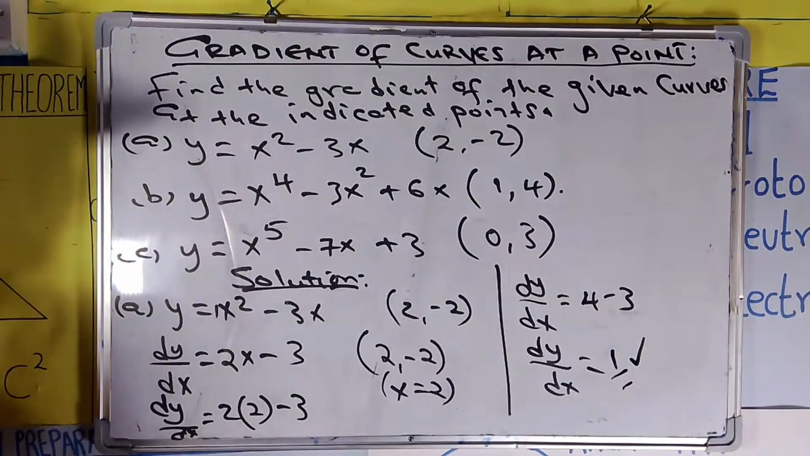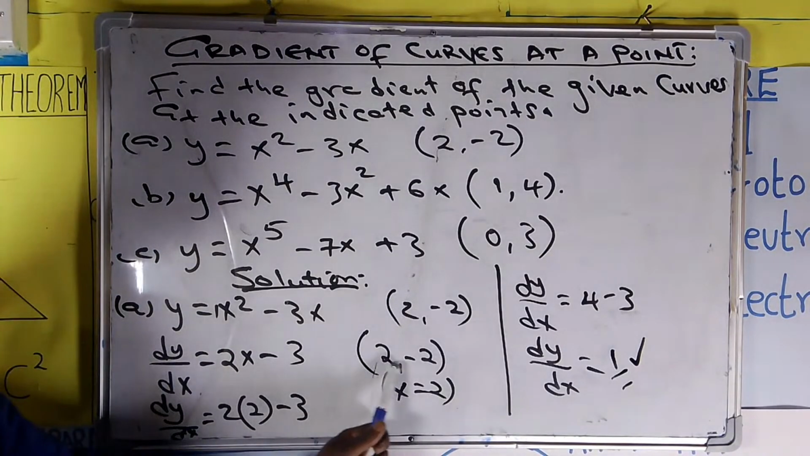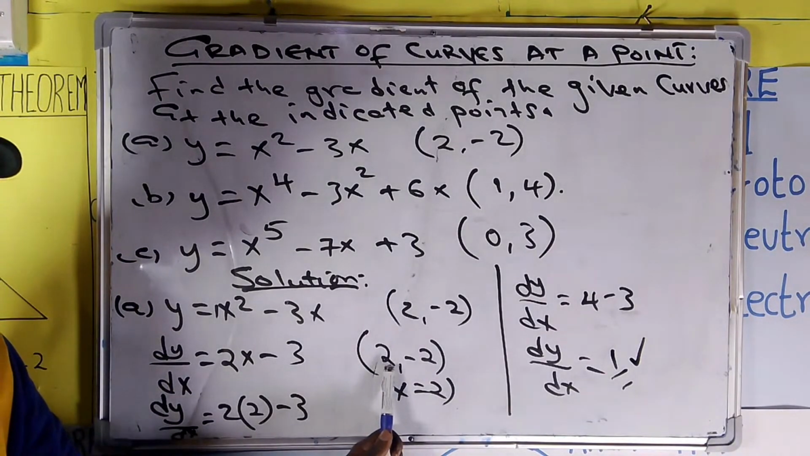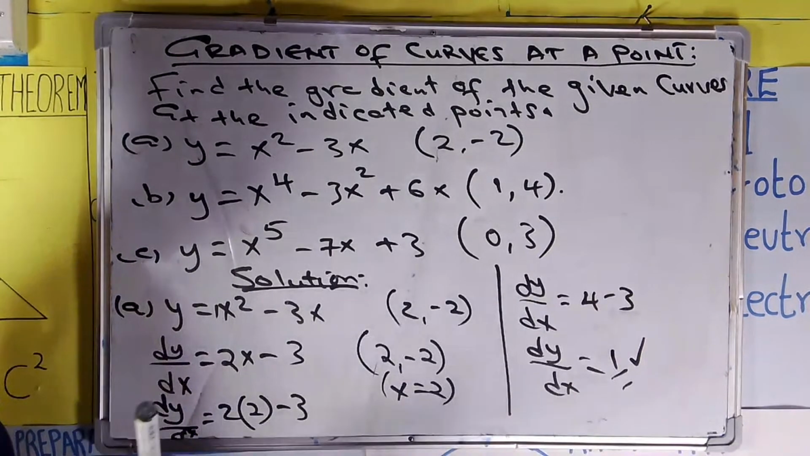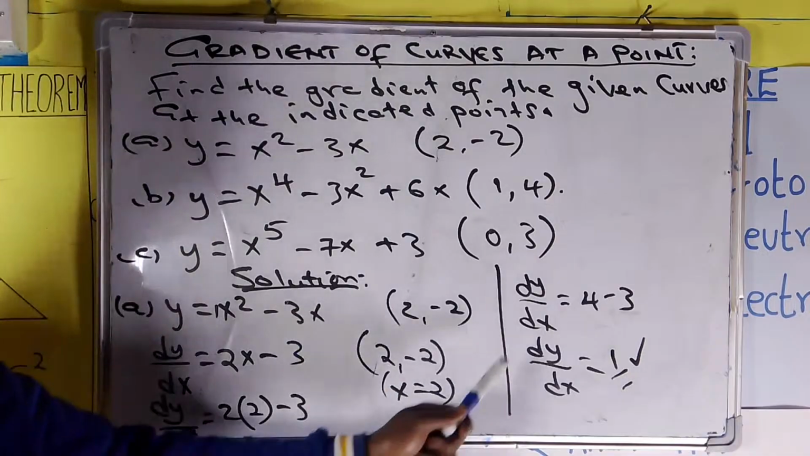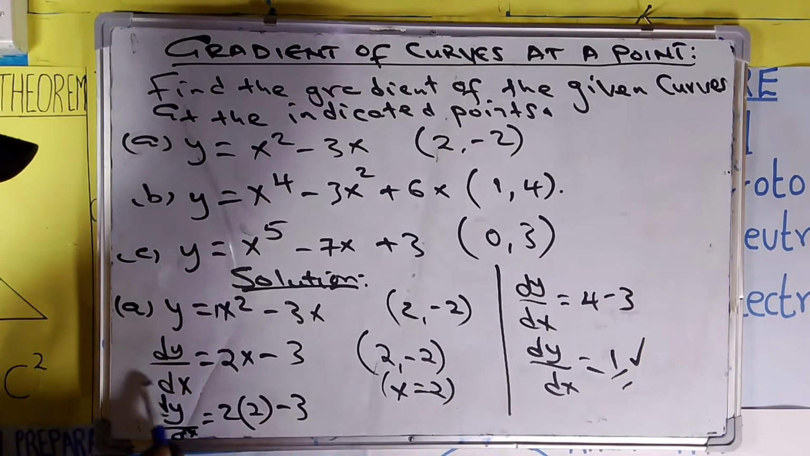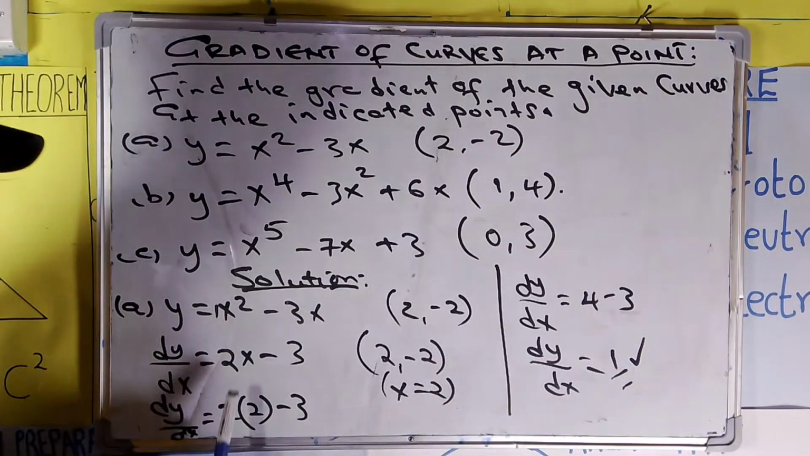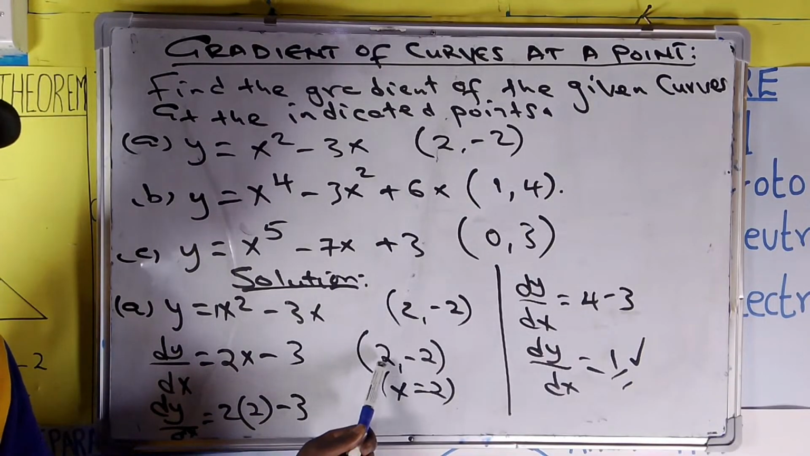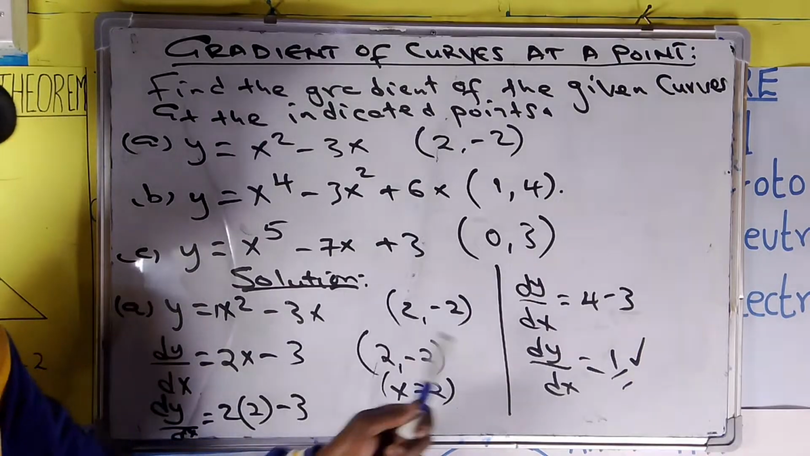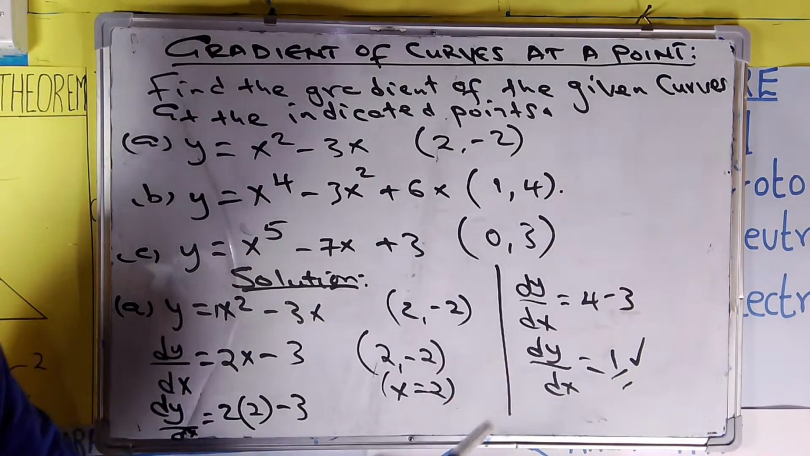So having that, mbona tumeweka 2? Because our x is 2. Najua unajiuliza mbona hatutumii y, juu tumeambiwa tutafute gradient. So gradient, remember, ni dy over dx. So dy over dx is this function. So we can only substitute the value of x here because we don't have the value of y. We just substitute the value of x and get our dy over dx is equivalent to 1.